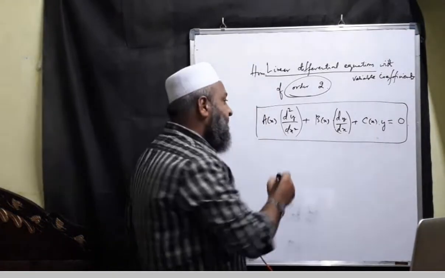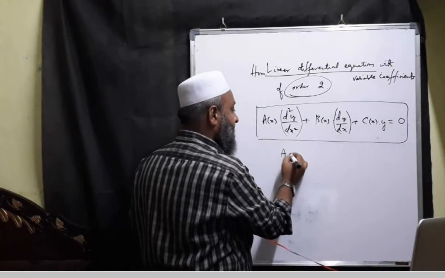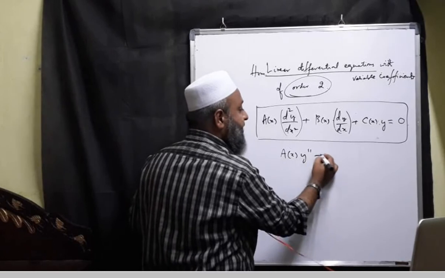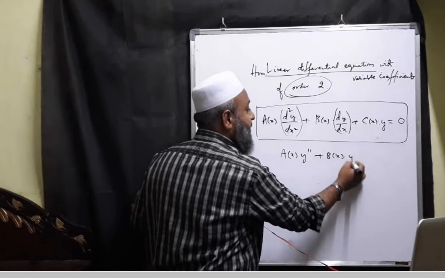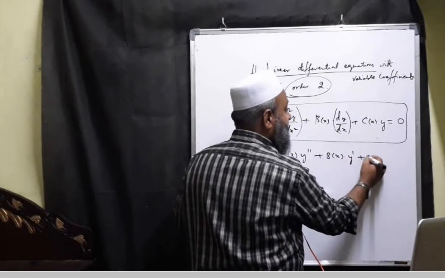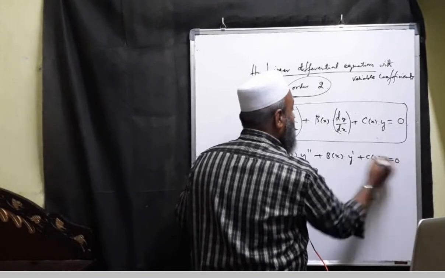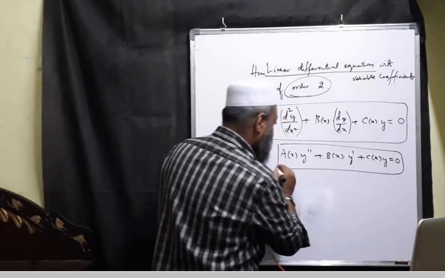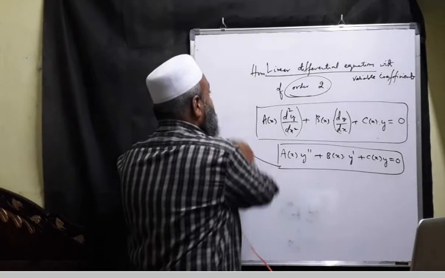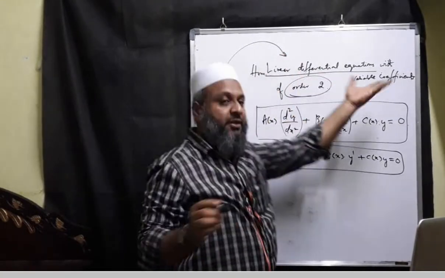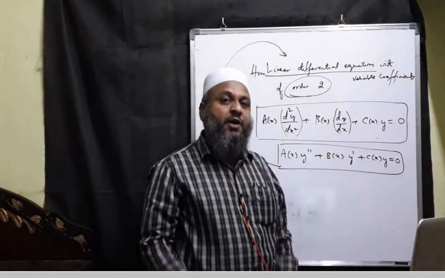So let me write it in short: some a of x into y double dash, plus some b of x into y dash, plus c of x into y equal to 0. Okay. Now comes the point.